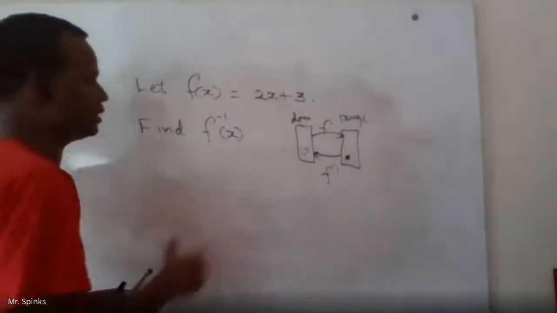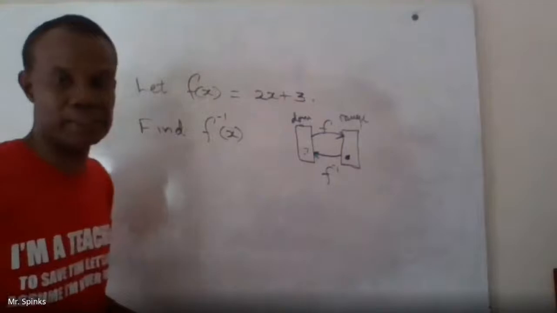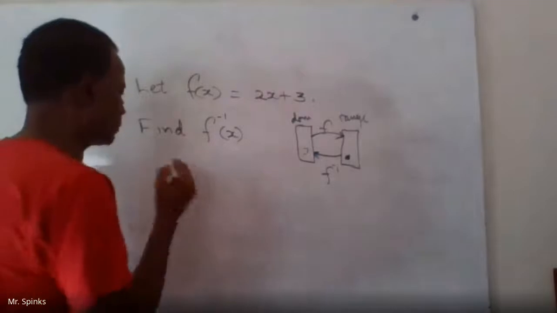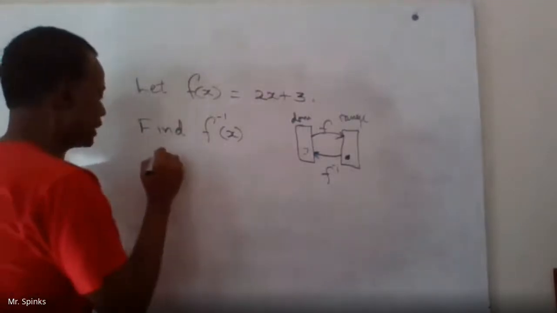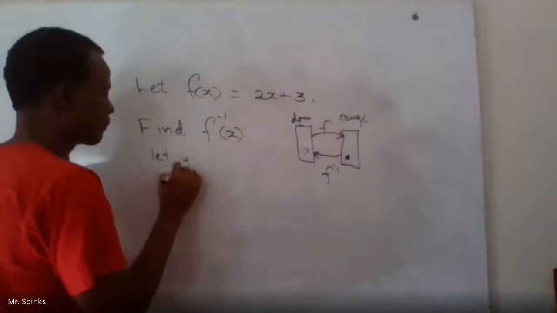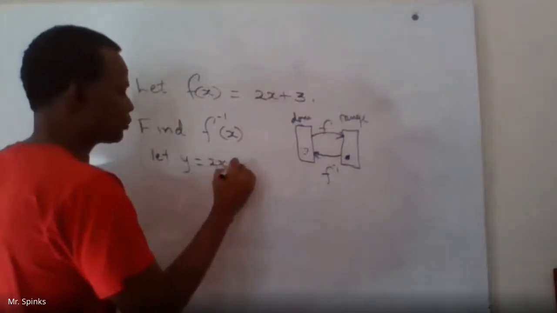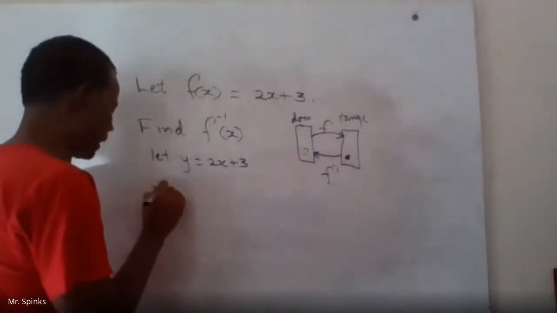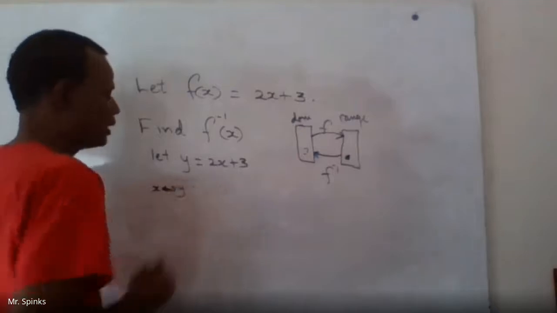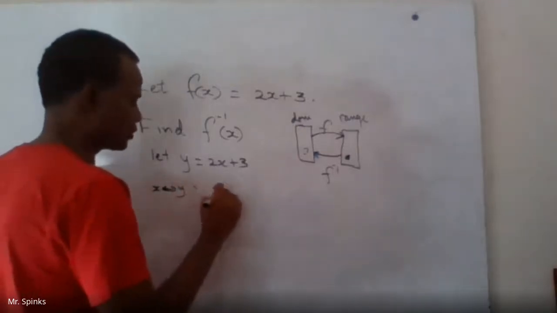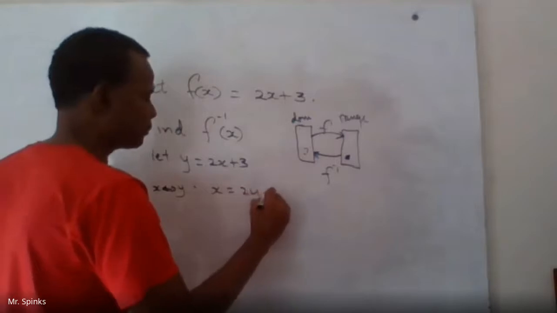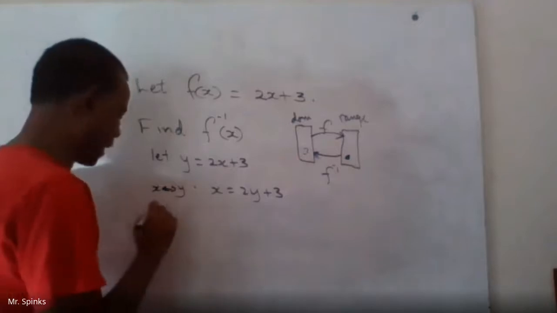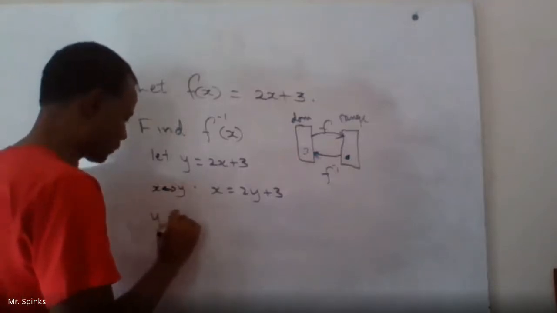So if we have to find the inverse of this function here, what have you learned concerning this? Most teachers will tell the students, okay, follow this method. Let y be equals 2x plus 3. Is this sounding familiar? And then we say we interchange x and y. Interchanging x and y, we end up with x is equal to 2y plus 3. And then, of course, you make y the subject.